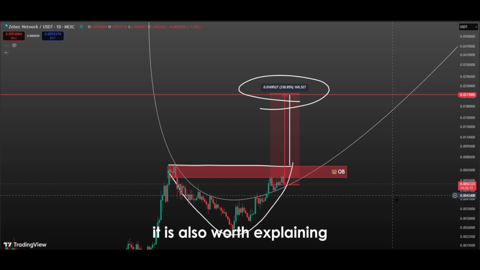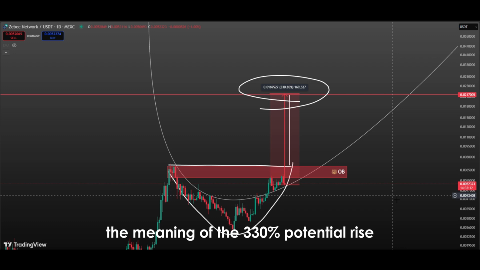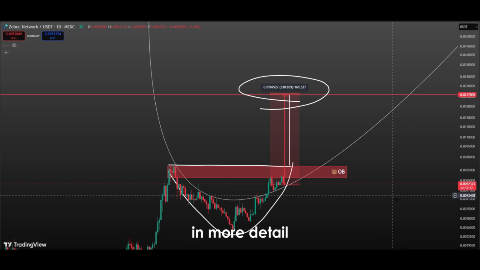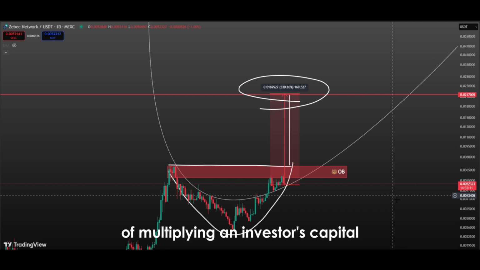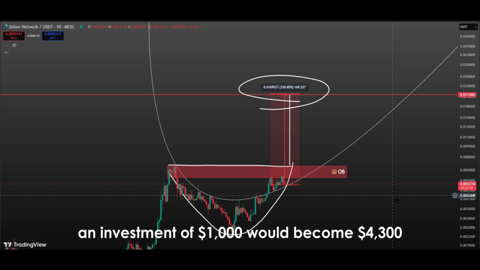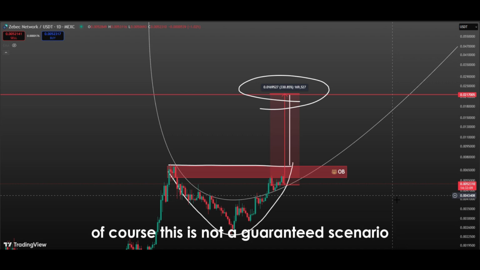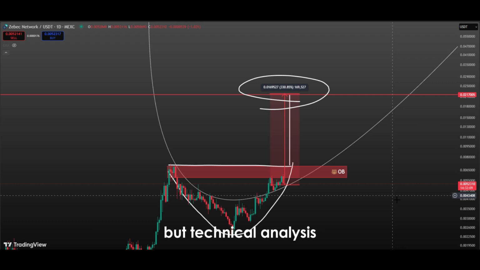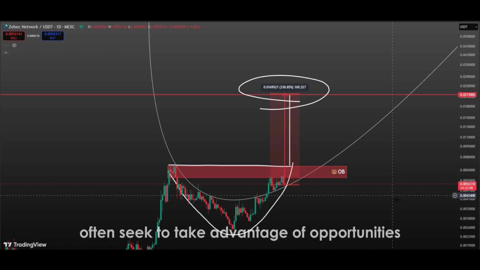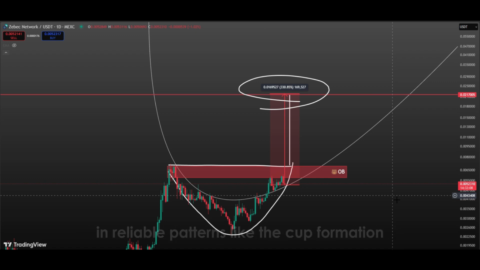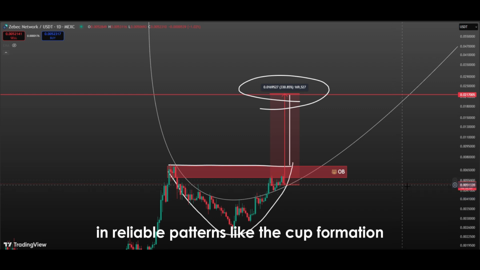It is also worth explaining the meaning of the 330% potential rise in more detail. Such an increase offers the possibility of multiplying an investor's capital several times. For example, an investment of $1,000 would become $4,300 if this target is reached. Of course, this is not a guaranteed scenario, but technical analysis shows that such an outcome is possible. This is why investors often seek to take advantage of opportunities in reliable patterns like the cup formation.